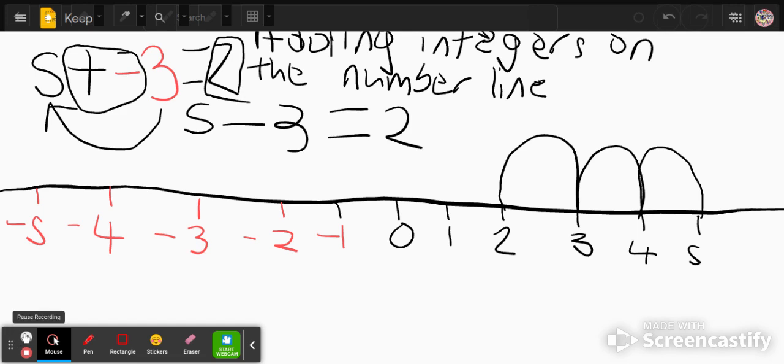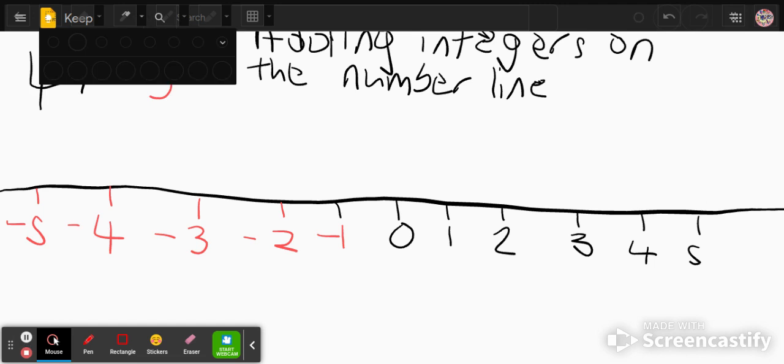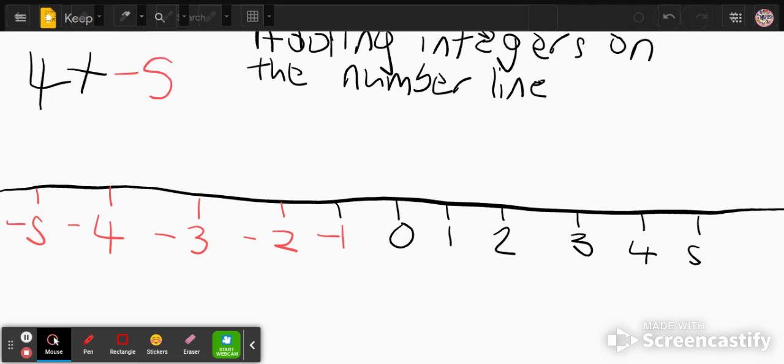So let's go to another example. So this one says 4 plus negative 5. So in this case, again, a negative number is being added to a positive number because negative 5 is being added to positive 4, right? So our starting point will be positive 4. And we need to move 5 spaces to the left.